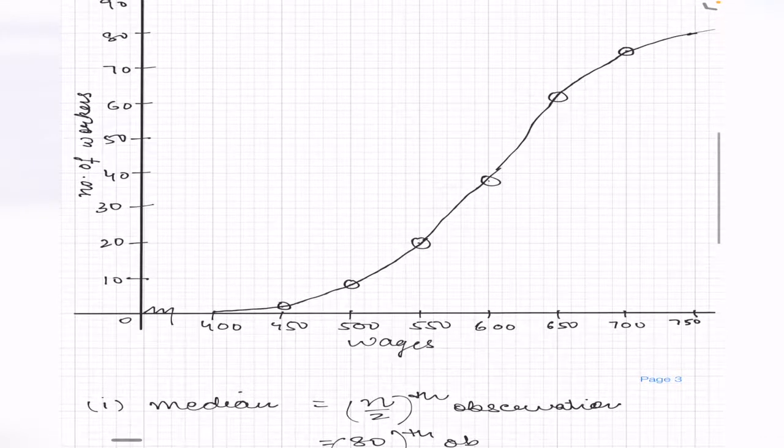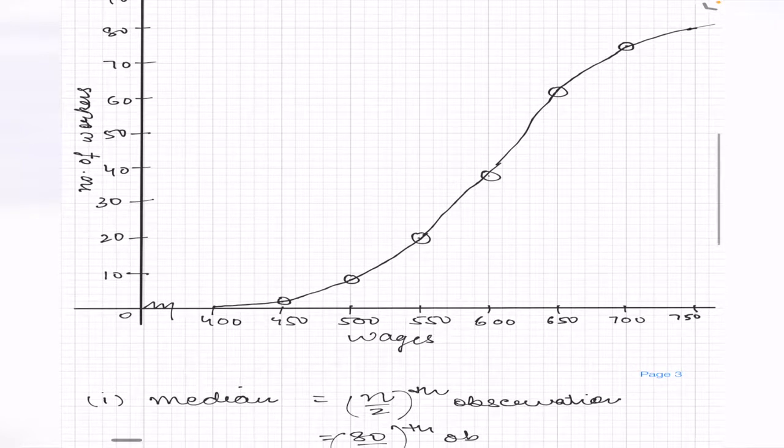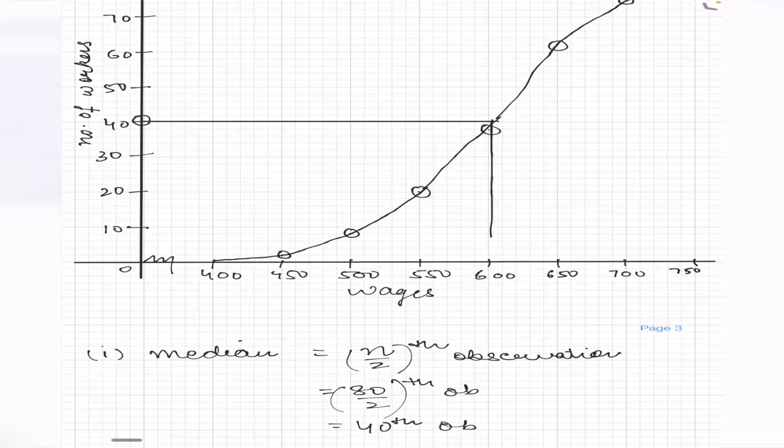It is the 40th observation. We have to mark the 40th observation on the y-axis. Here it is 40th. So we will draw a line from this 40th observation which will meet the ogive. We can see it is meeting the ogive at this point. Now from this point we have to draw a vertical line which will meet the x-axis. Wherever it meets the x-axis, that is our median. So we can see it's meeting at a point 600.